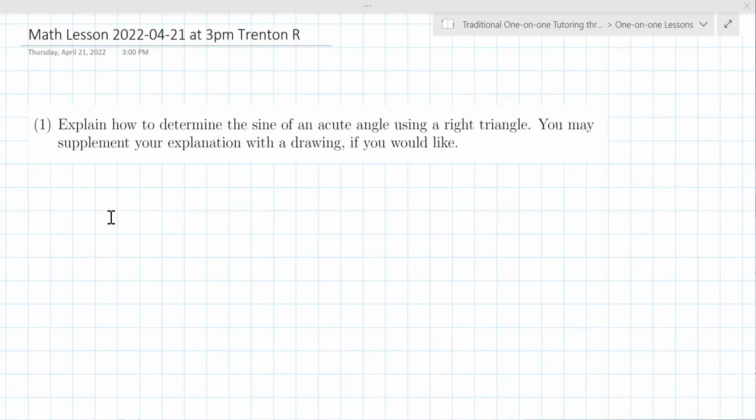of an acute angle using a right triangle. Okay. This is, I mean, this is not calculus at all. Here's your right triangle. Here's your theta. And we'll just use the standard A, B, and C.